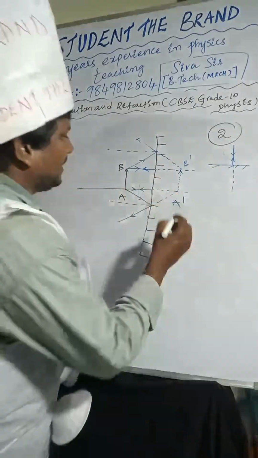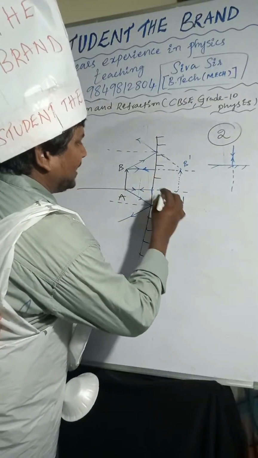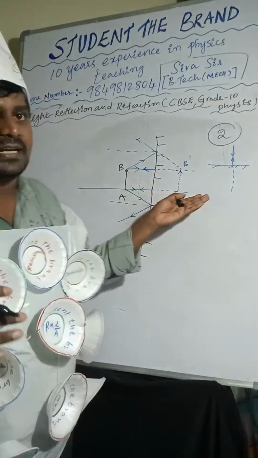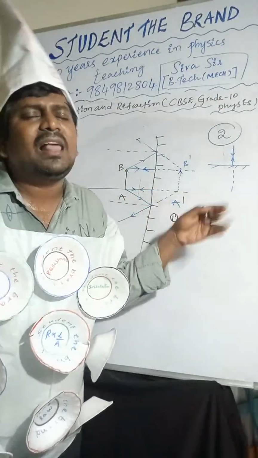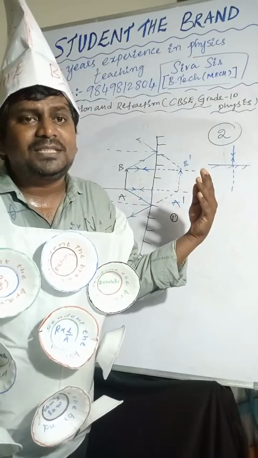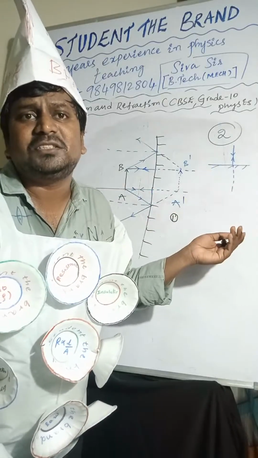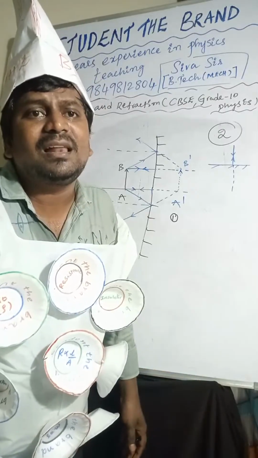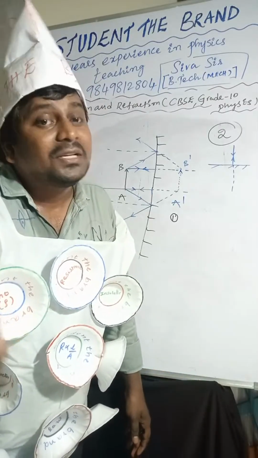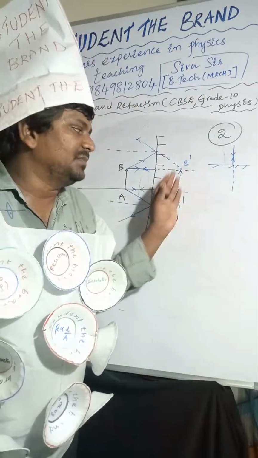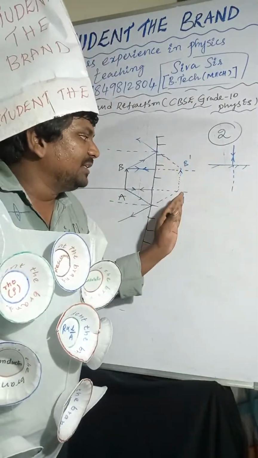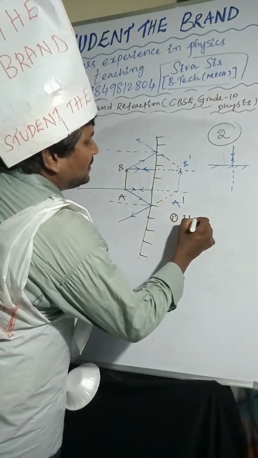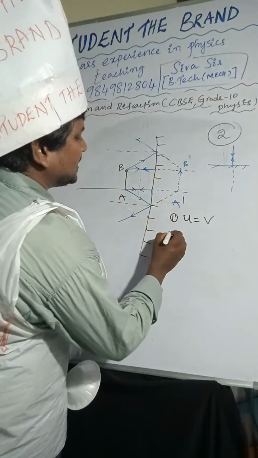Now consider point number 1, the object. As I said in the previous concept, if the object is real, the image is virtual. If the object is virtual, the image is real. Yes or no? So here also the same thing: object is real, image is virtual; object is virtual, image is real. So vice versa.